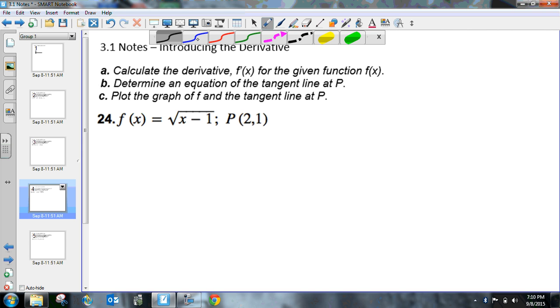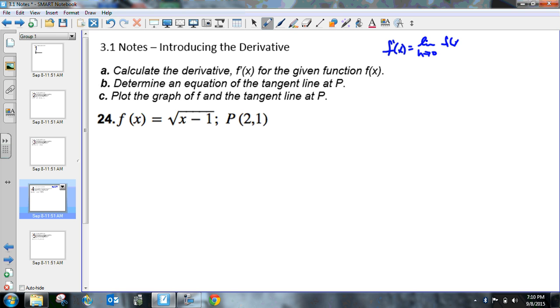But let's go ahead and do the same thing we did in the last couple of videos. Let's calculate f prime of x, and remember f prime of x is equal to the limit as h approaches 0 of f of x plus h minus f of x all over h. Okay, so we're going to use this. So we have our function f of x. This is a radical function. So I have f of x plus h, which is going to give me the square root of x plus h minus 1. Okay, so not much to manipulate here.